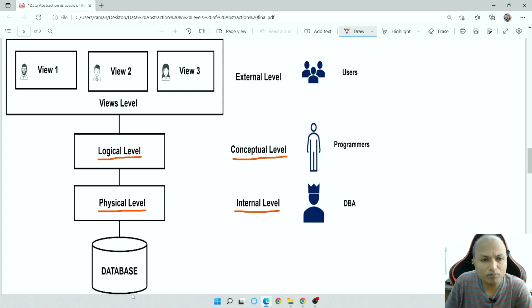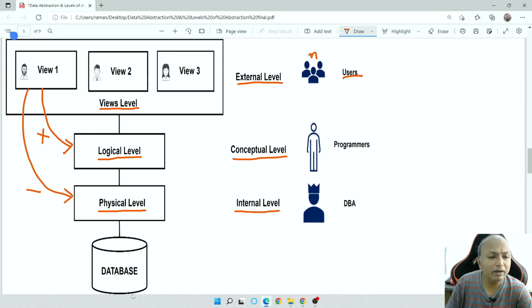The highest level of abstraction in this architecture is the view level, also called the external level. At the view level, different users, there may be n number of users, want to visualize part of a database as per their authenticity. But they are unaware of what happens at the logical level and they are unaware of what happens at the physical level. This is the abstraction provided to the user. It is the highest level of abstraction.